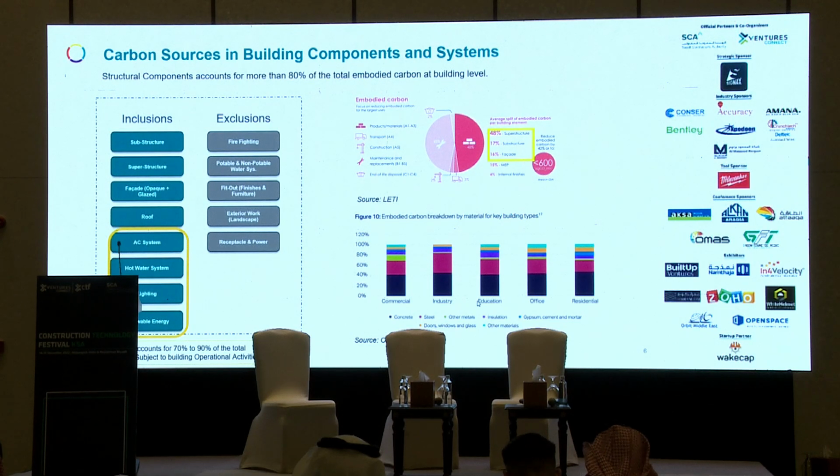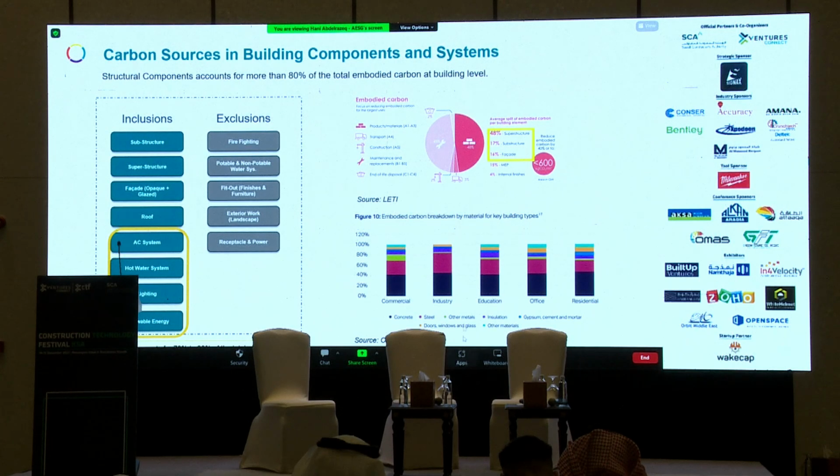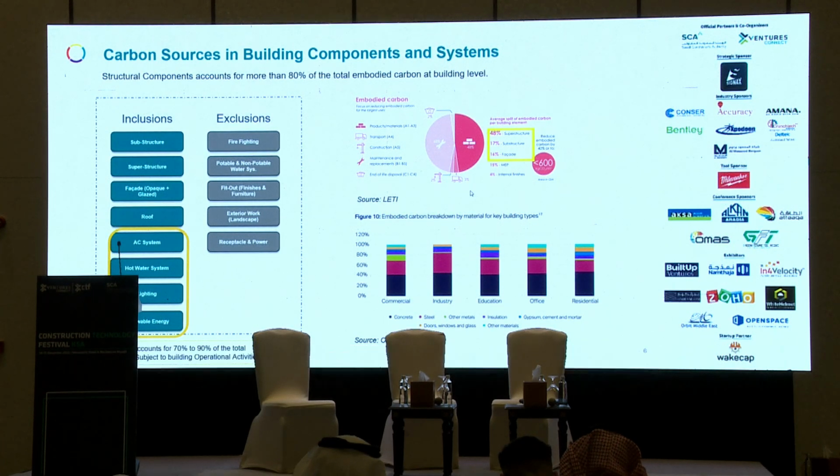So first of all, the graphic on the top right of the slide is from LETI, which is one of the UK sources driving the decarbonization movement in the UK, and it's based on facts. We can conclude that 80% of the embodied carbon comes from literally three main components, which are the superstructure, substructure, and facade. So we can also see that MEP and interior finishes are the minority here. Concrete and steel, we all know that they contribute heavily.